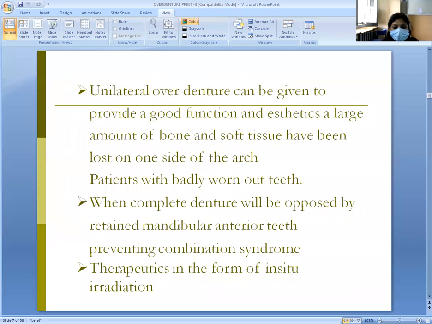Patient with badly worn out teeth: when there is severely worn out dentition, we can give the overdenture with the help of roots. Then when the complete denture will be opposed by the remaining mandibular anterior teeth, as in the case of combination syndrome. You have seen the combination syndrome patient where mandibular anterior teeth are present and maxillary teeth are missing. In those cases, the overdenture is a good option.